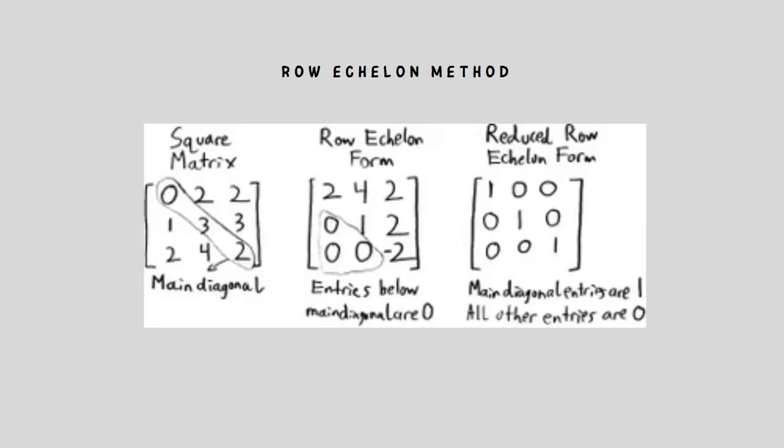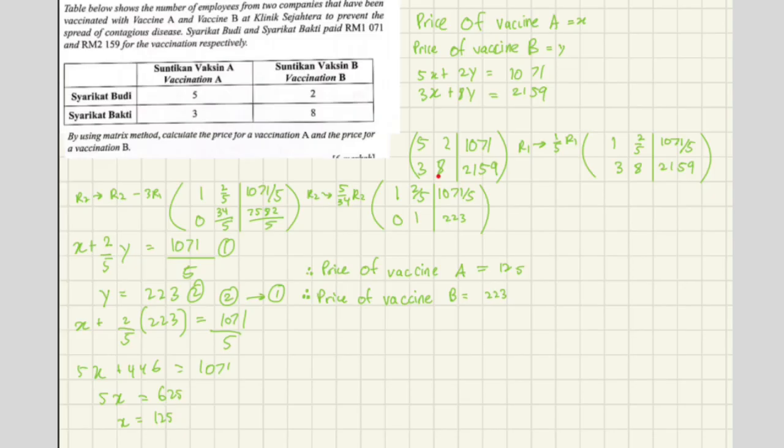Now we move to the row echelon method. When given a square matrix, for example a 3x3 matrix, we have to change the main diagonal 0, 3, 2 to become 1, which is the leading. The difference between row echelon form and reduced row echelon form is the elements above the leading. Row echelon doesn't necessarily have to become 0, but reduced row echelon form must be 0. And now we move to the question.